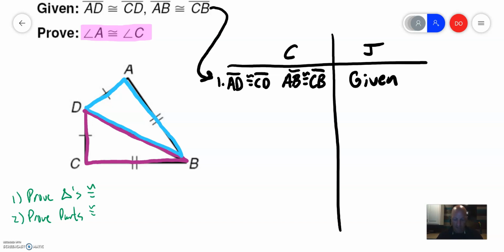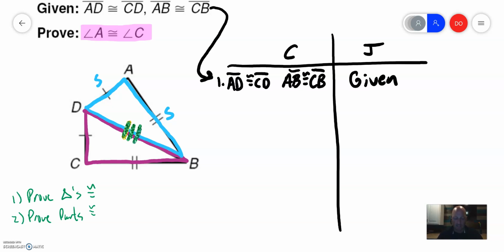It's nice that I already have two pairs of sides congruent. I have a pair of sides here and here. So if I can show that that included angle is congruent, like A is congruent to C, I could use side, angle, side. Well, I can't say A is congruent to C because I have no justification to back that up. But I do have a segment in the middle that's on both triangles.